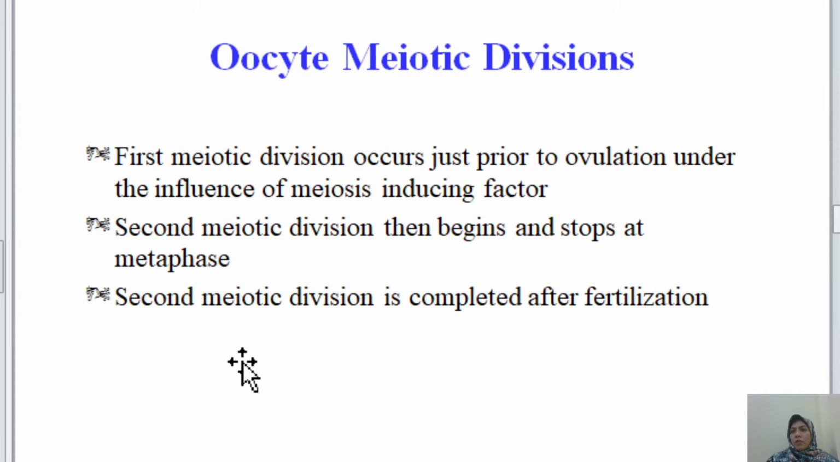Oocyte meiotic division. What is oocyte meiotic division? The first meiotic division occurs just prior to ovulation under the influence of meiosis inducing factor. The second meiotic division begins and stops at metaphase, and the second meiotic division is completed after fertilization.